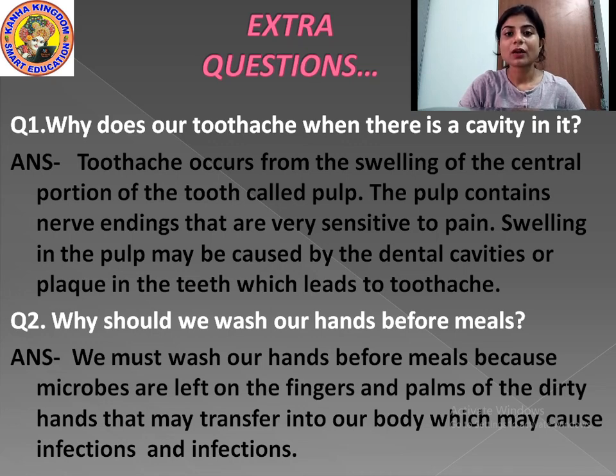So why should we wash our hands? Because the tiny microbes, the germs, may be left on dirty hands, in between the fingers and the palms. And if we eat something with dirty hands, we may fall ill. So the answer is we must wash our hands before meals because microbes are left on the fingers and palms of the dirty hands that may transfer into our body, which may cause infections.